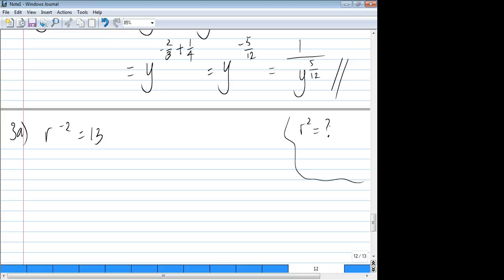Okay? So, next one. R power negative 2 is 13. We want to find out what is R square. They look almost similar, but we need to convert our given equation into the form of R square equals to something. And what do we notice about the power? It's negative 2. We want to change it to positive 2. How do we express R to the power negative 2 as positive indices? This is 1 over R square equals to 13, right? 1 over R square is equal to R power negative 2.